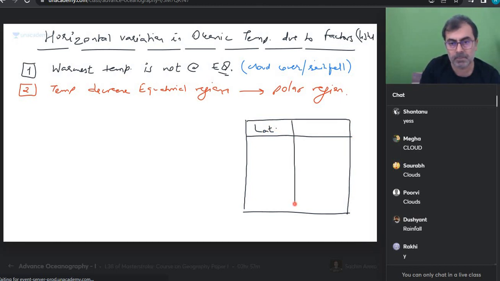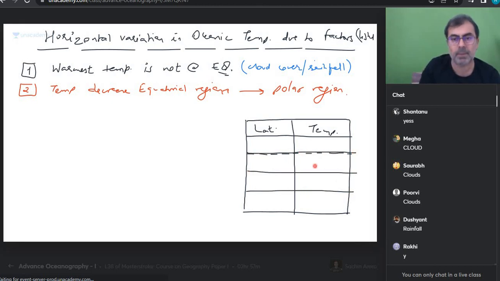Latitude, temperature. Equatorial, 20 degrees, 40 degrees, 60 degrees. Equatorial belt, if I look at the temperature, is around 26 degrees Celsius. कई बार हमने देखा मैप, 26 degrees Celsius.